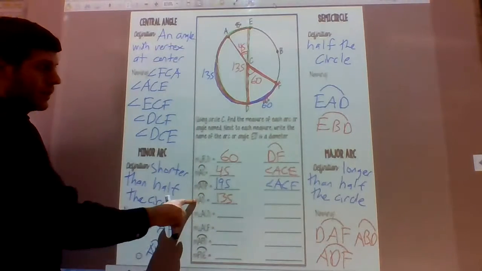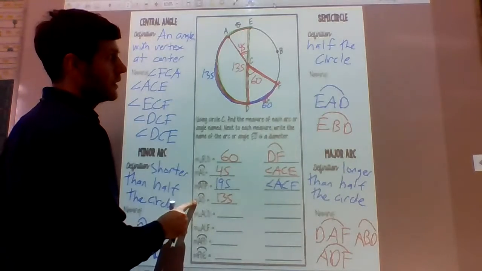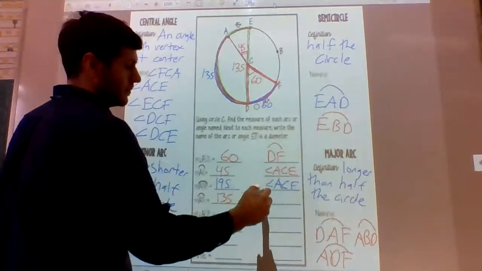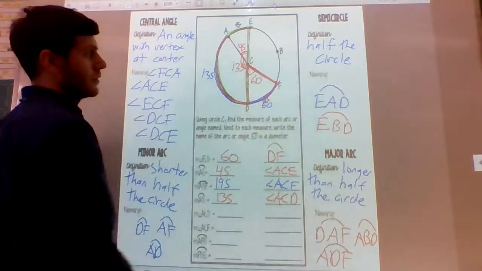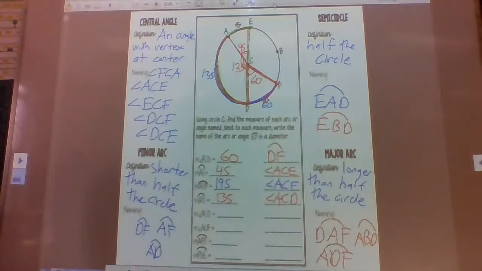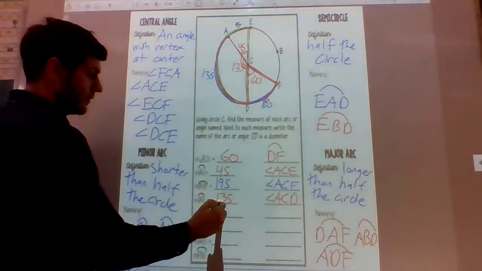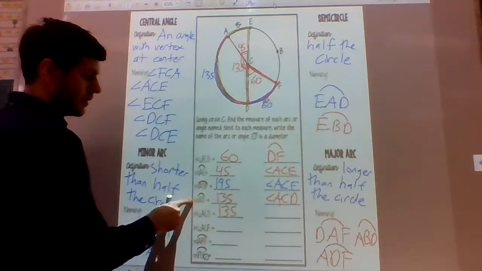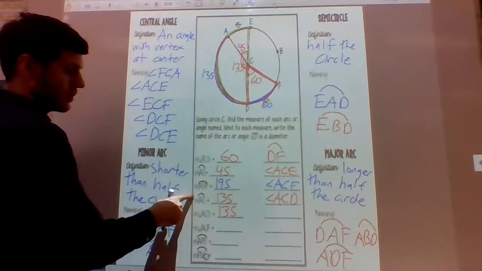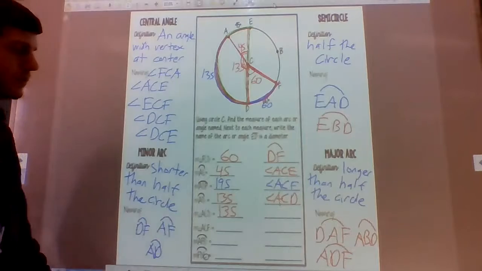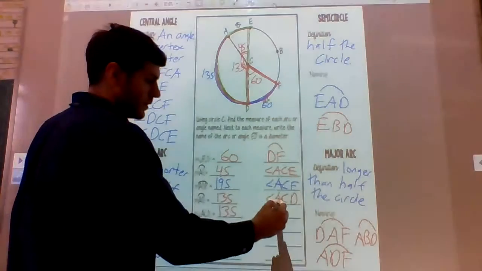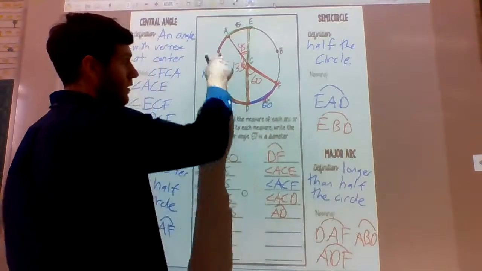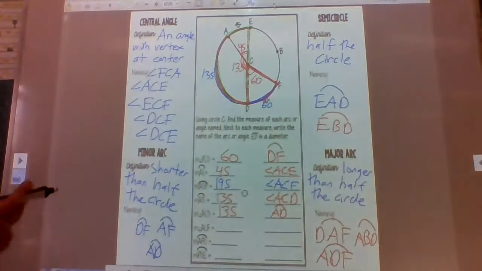And the associated central angle with minor arc AD is going to be angle ACD. This angle right here. The measure of angle ACD is 135. Again, that's because the arc and the central angle are going to be the same. An associated arc we just said was AD. Okay, measure of angle ACF.